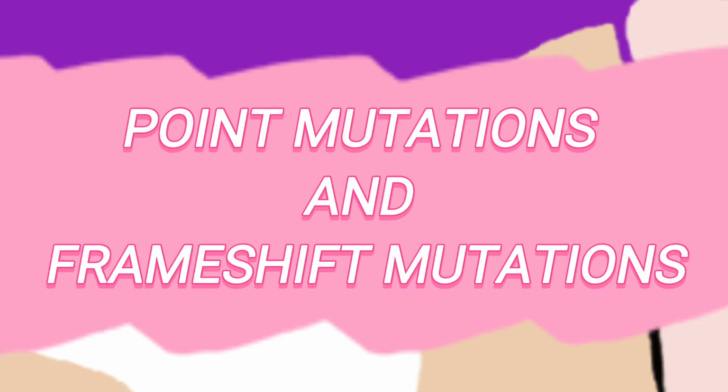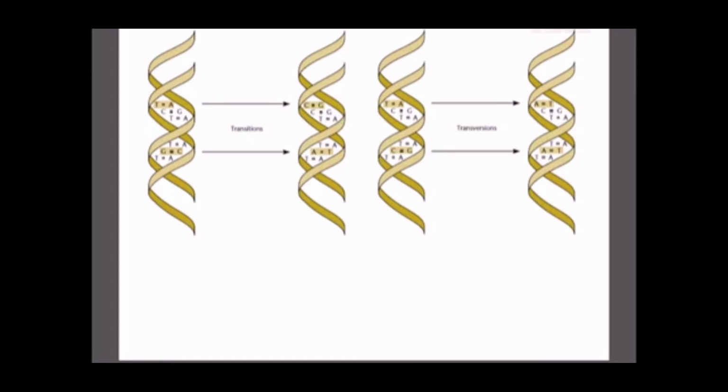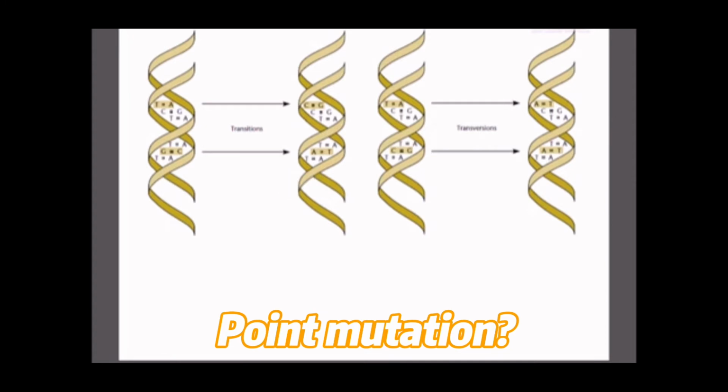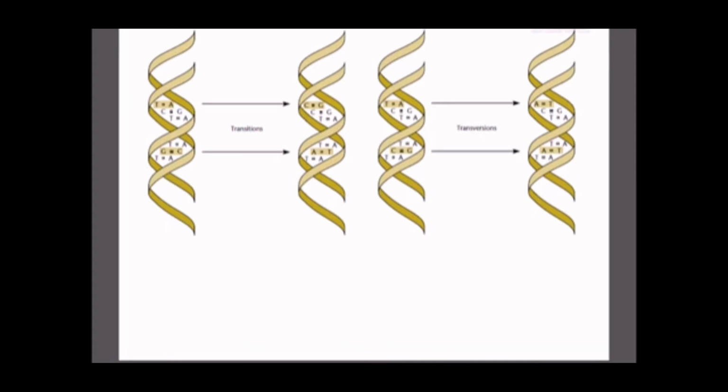Now, let's talk about point mutations and frameshift mutations. Here we have a simple type of DNA mutation, transitions and transversions, which fall under the category of point mutation. Now, what do we mean by point mutations? Point mutations are changes that happen in a particular nucleotide sequence.